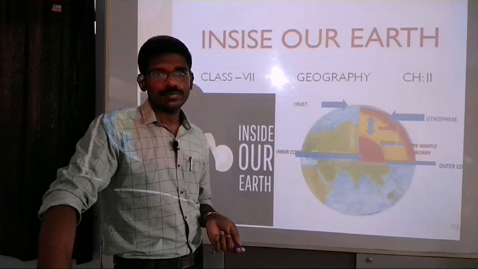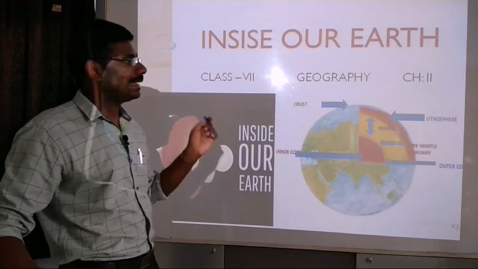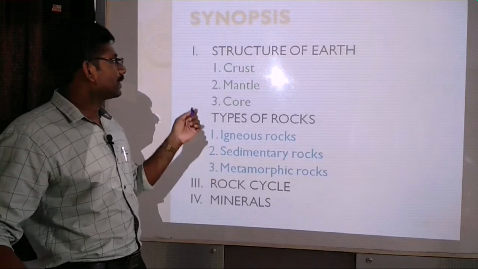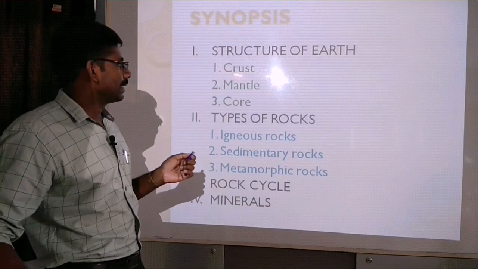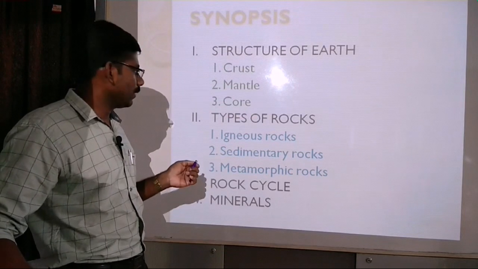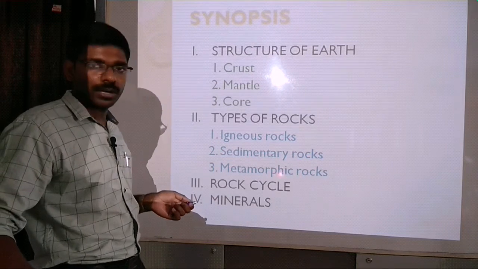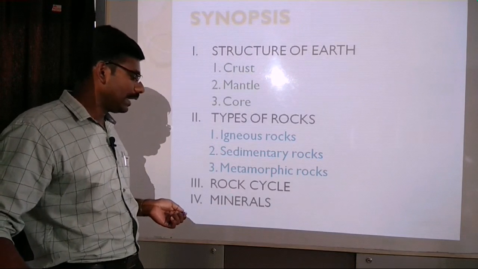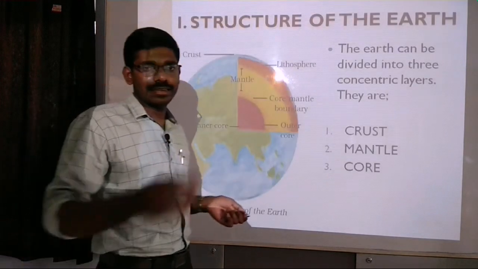Hi everyone. Let's start with class 7 geography chapter 2, that is inside our earth. In this chapter we want to discuss the structure of earth. First one is the crust, mantle and core. Second one is the types of rocks: igneous, sedimentary and metamorphic rocks. Third one is the rock cycle, and at last we need to discuss the minerals. All these things we can discuss in detail.